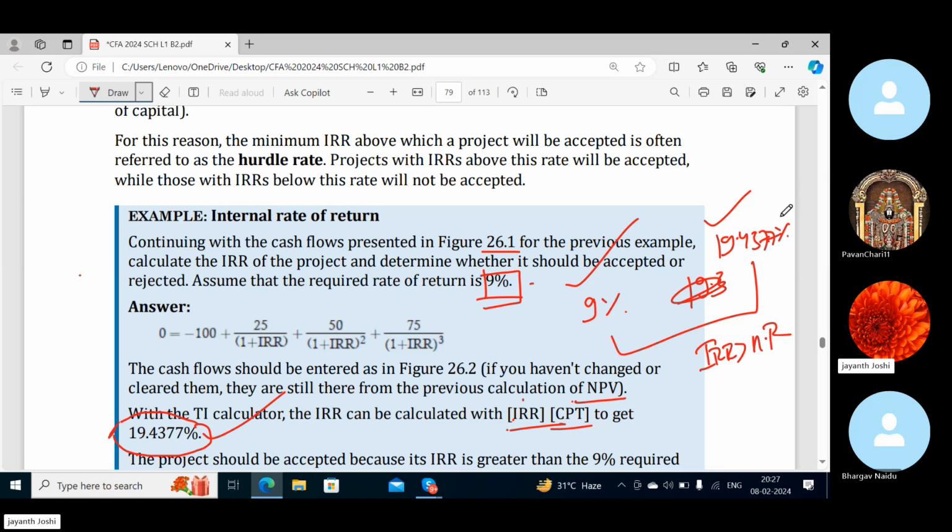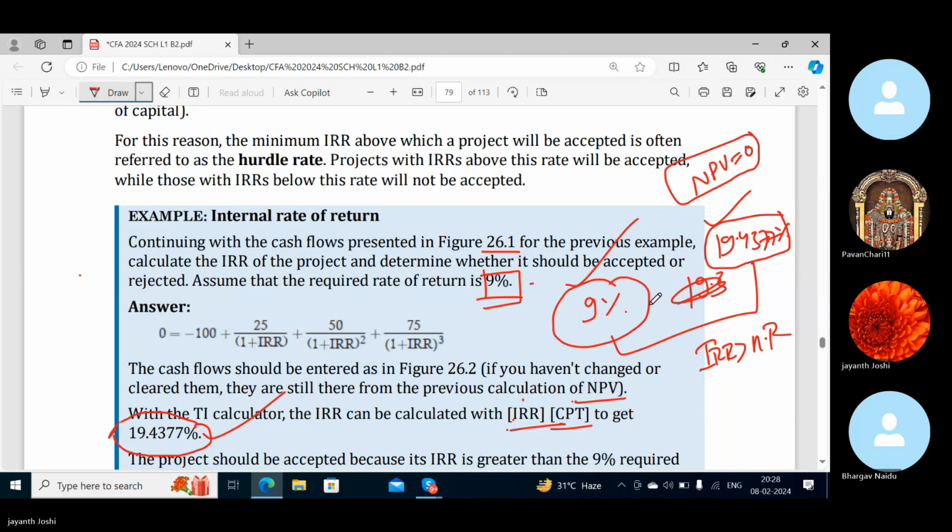Then see, you should understand one thing. At 19.4377%, your NPV was how much? At 9%, your NPV will be positive or negative? Positive, of course, because this is a lower discount rate. If the discount rate is lower than IRR, that means at this rate the discounting would be happening less. Less future cash flow will be discounted. Hence, this will give you positive NPV, and then we can accept the project.